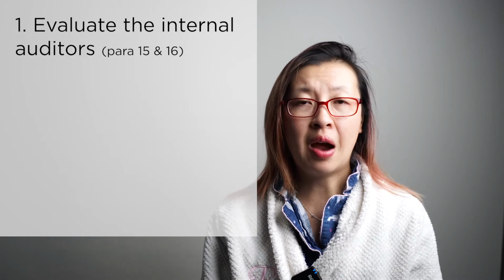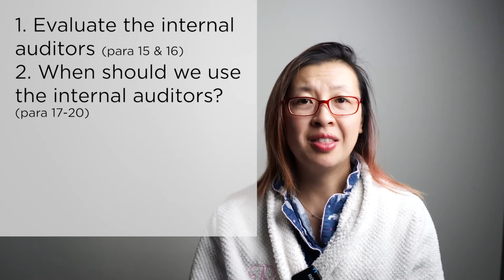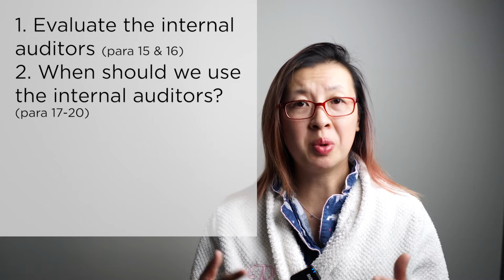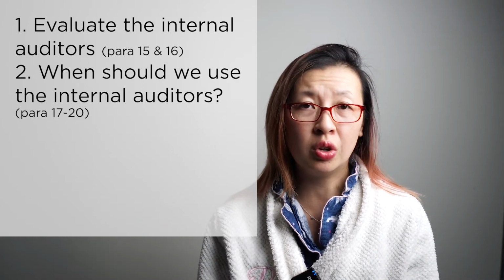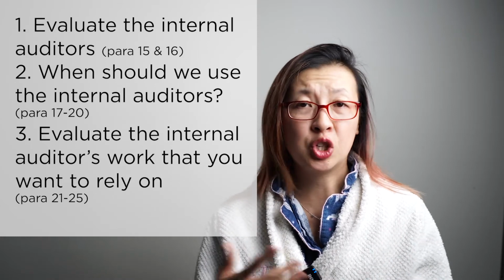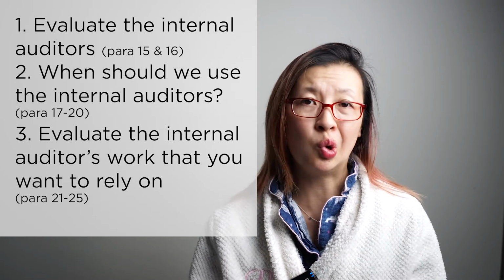But there are really three main things to think about when it comes to internal auditors and using their work in Australia. The first thing that we have to do is determine whether the internal auditors are actually competent people. Then the second thing we need to think about is in what situations we might actually choose to use the internal auditors. And then the third thing to think about is how we're actually going to execute that process. So I'm going to talk about each of those three.